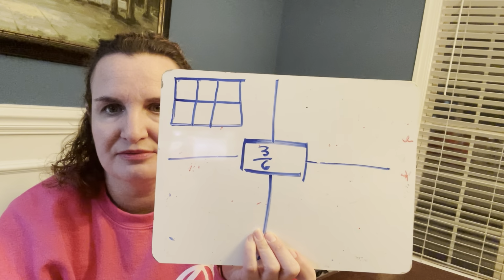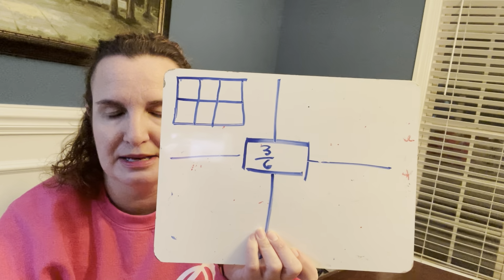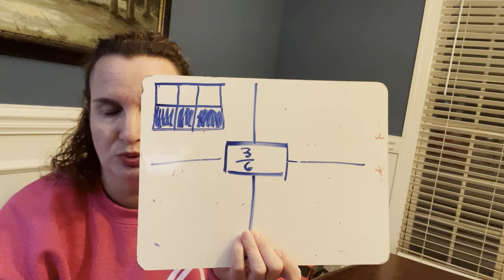And then how many of those parts need to be shaded in? Very good. Okay, so we're going to shade in 3 parts. And you can choose any 3 parts that you want to shade in. Okay, so that shows 3/6 as a whole.